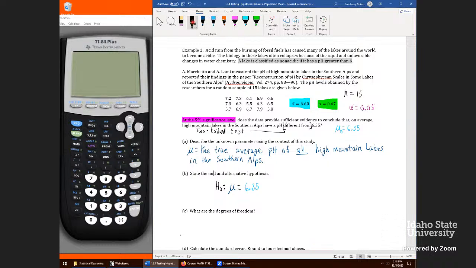So that's our null. Next, we go to our alternative, HA. This will be a mu. It compares it against the 6.35 again. But then we go where it said different from. Because this is now all of a sudden a two-tailed test, in the middle, we put in not equals.